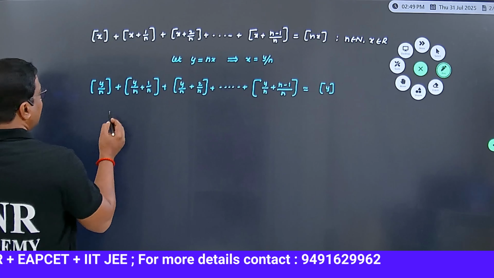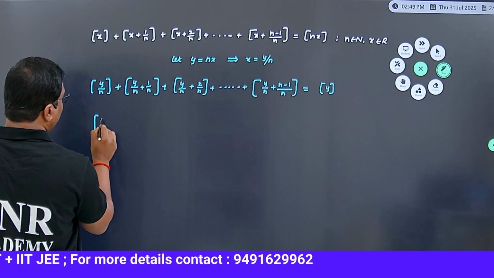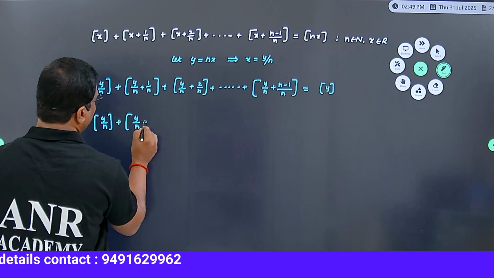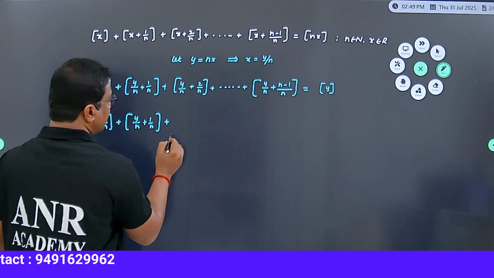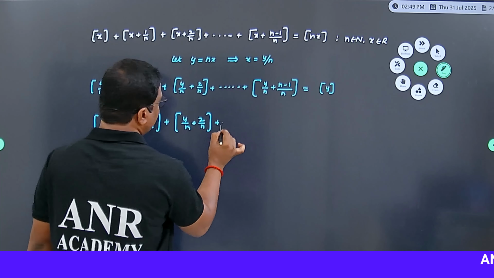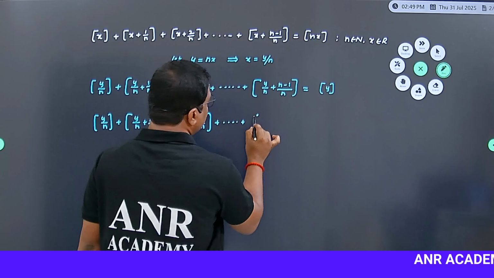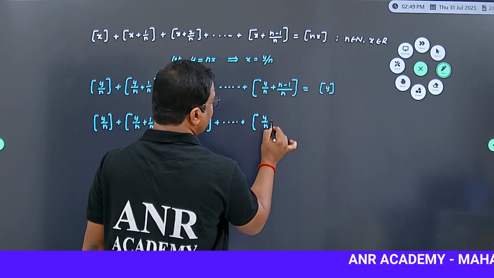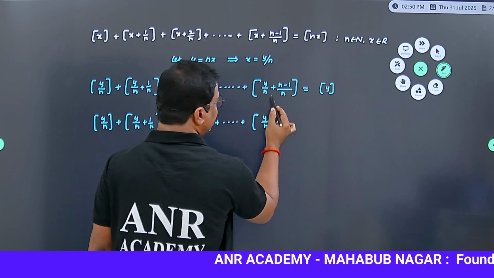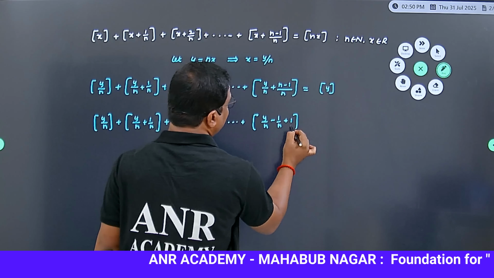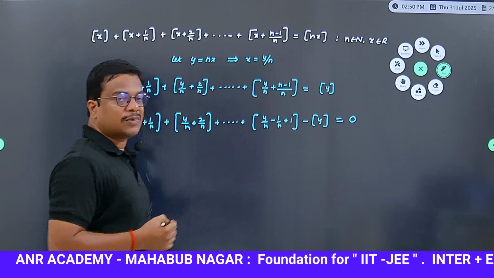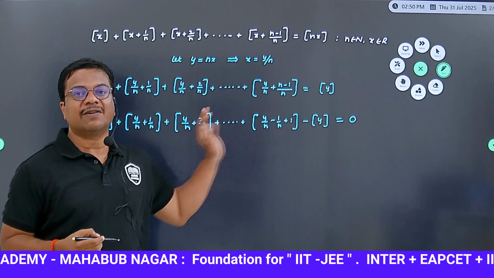so that here it is enough to prove that floor of y by n plus floor of y by n plus 1 by n plus floor of y by n plus 2 by n plus and so on, floor of y by n plus n minus 1 by n, minus floor y, should be equal to 0. So it is enough to prove this result equal to 0.